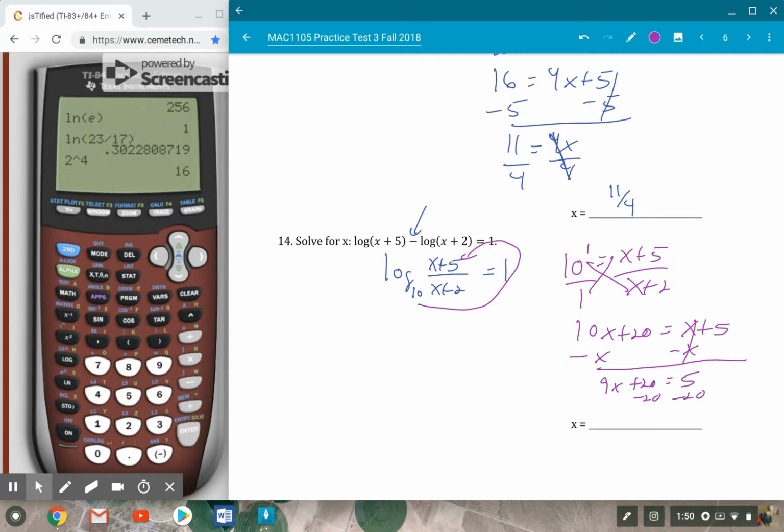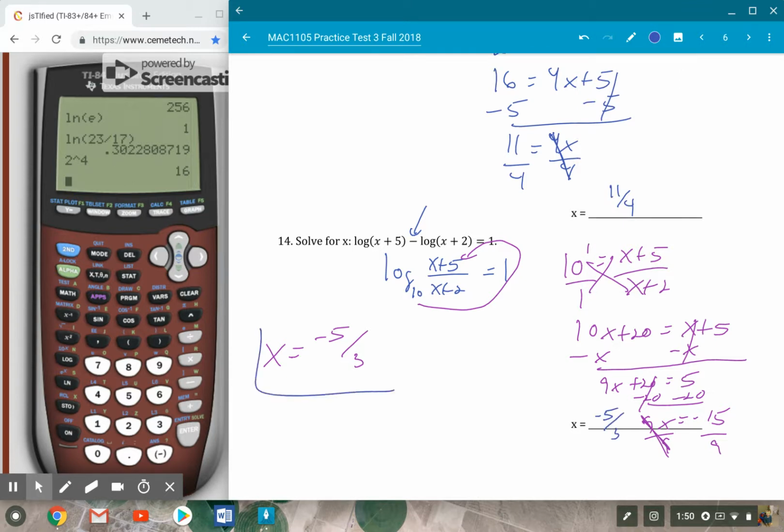I can subtract 20 on both sides. So 9x is equal to negative 15. Divide both sides by 9. And while that is not a whole number, it will simplify to be negative 5/3. So I've got x is equal to that negative 5/3.